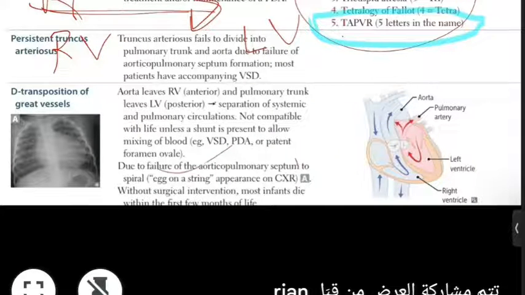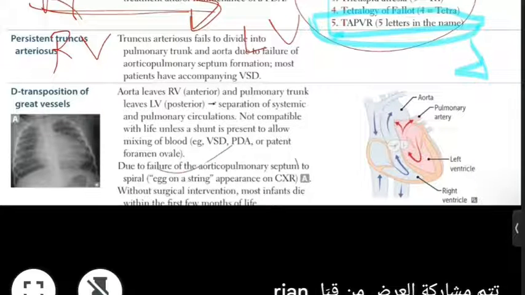Yes, the total anomalous pulmonary venous return. Okay, this is one of the causes of cyanosis. Cyanotic congenital heart diseases cause cyanosis because of the right to left shunt of the blood. Now, we say that they are 5 T's.